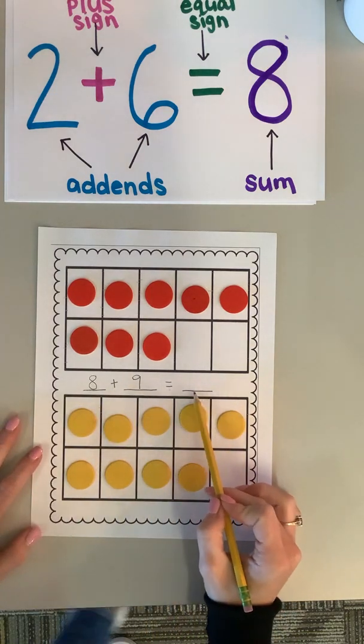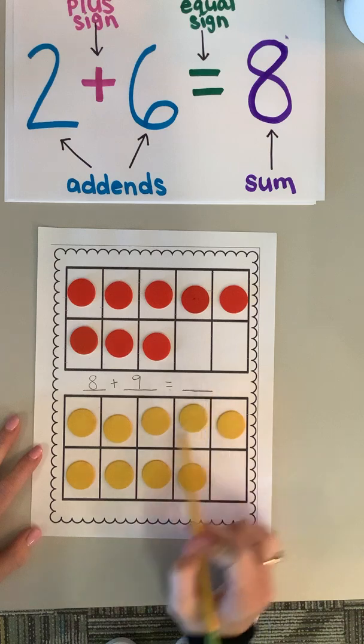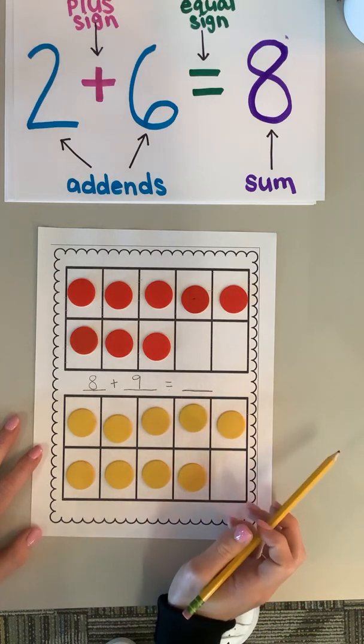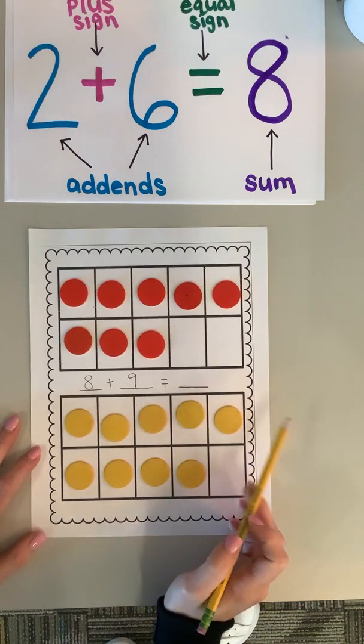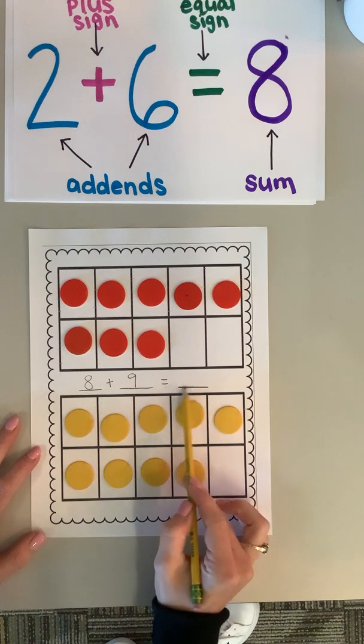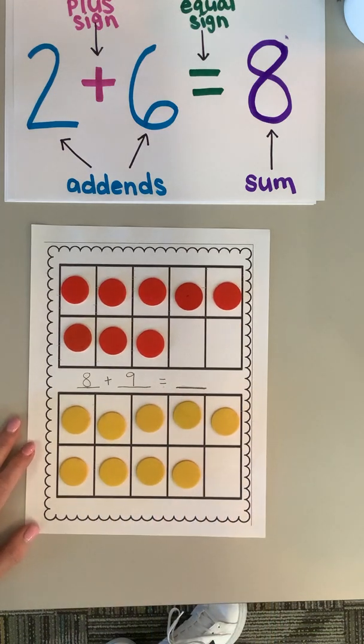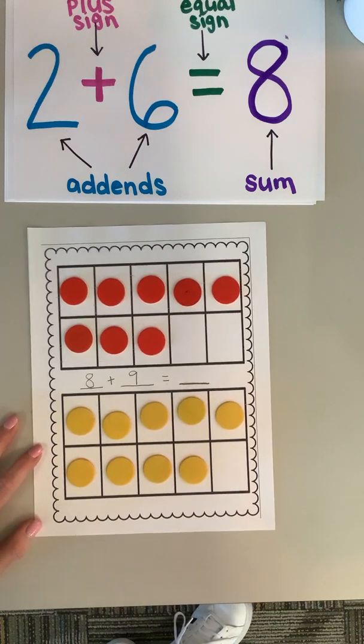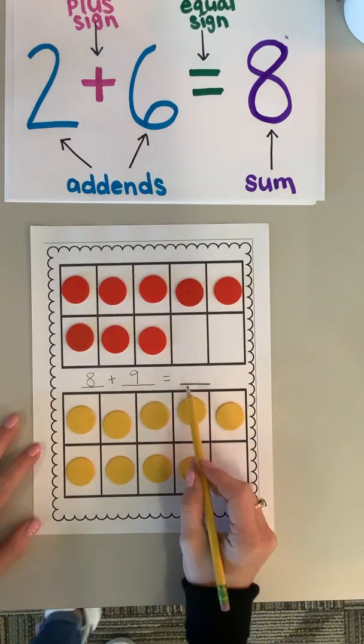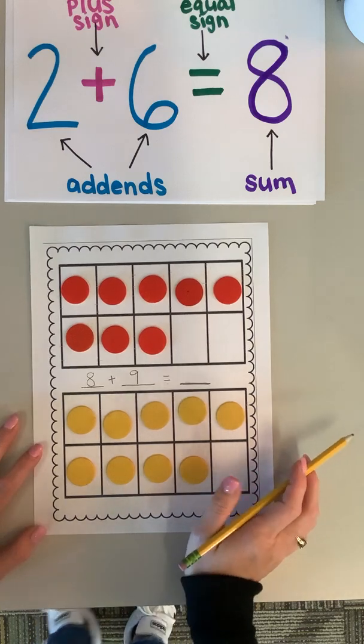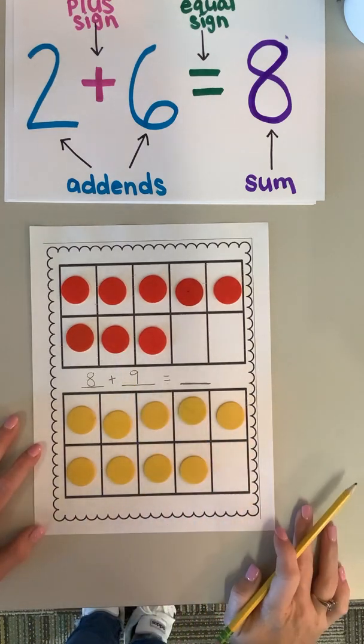What goes on this last line right here? I see that it's after my equal sign. What goes behind my equal sign? My sum, or the answer to my problem, goes after the equal sign. So I need to add these two numbers together.